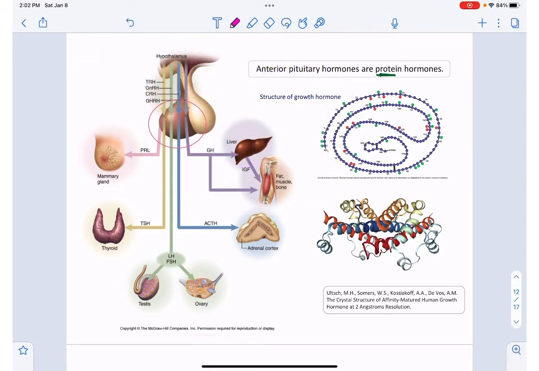And as I mentioned earlier, the hypothalamus and the anterior pituitary is in an endocrine relationship with all of these downstream endocrine organs. And they form these endocrine axes that start from the hypothalamus and make their way down to these downstream endocrine organs. So the hypothalamus is going to release a set of hormones onto the anterior pituitary. And these are them. Those are the potential hormones the hypothalamus can release onto the anterior pituitary. And all of those are protein hormones. TRH, GnRH, CRH, and GHRH are all protein hormones.